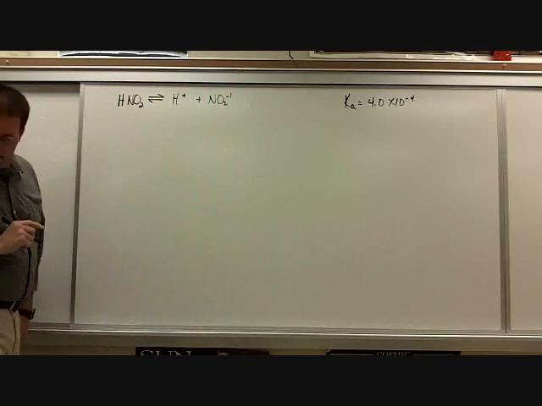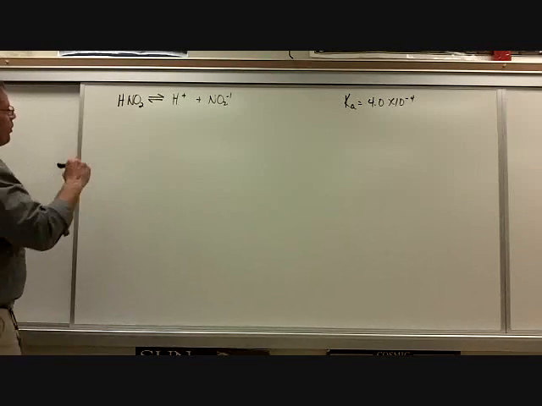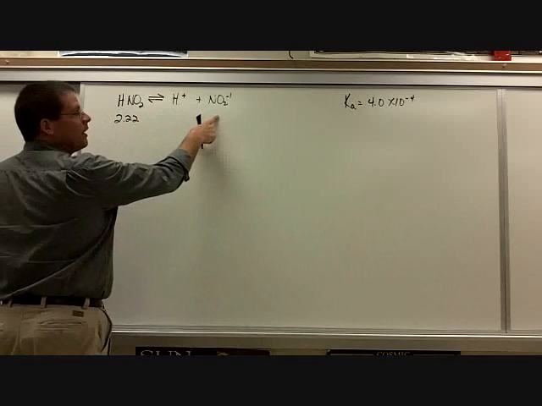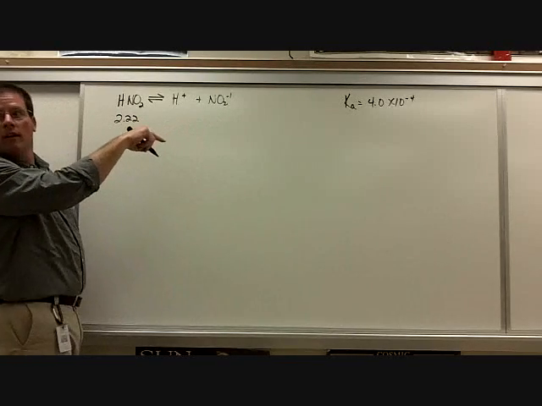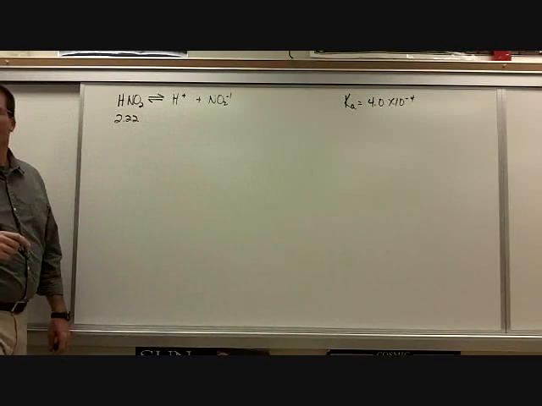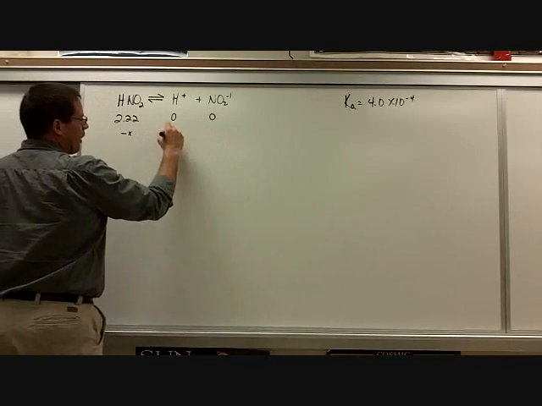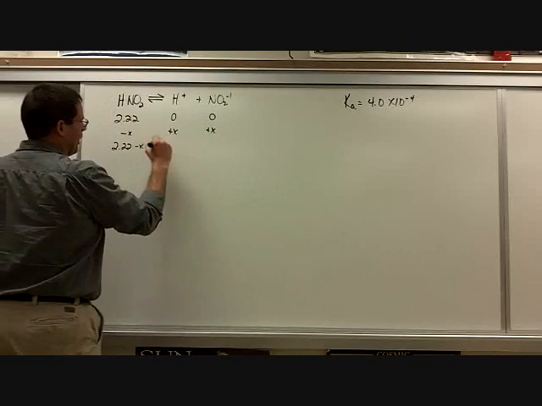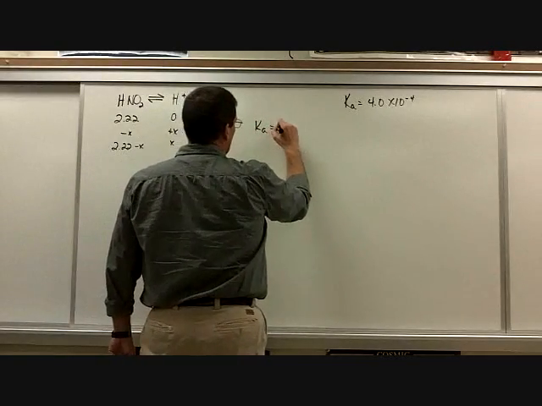Okay? It says that we have a 2.22 molar solution of this. So how much hydrogen and nitrite do we initially have? Zero. We're not given any information about that. So this is just like the good old days. Remember the good old days? All right, so we write the expression.